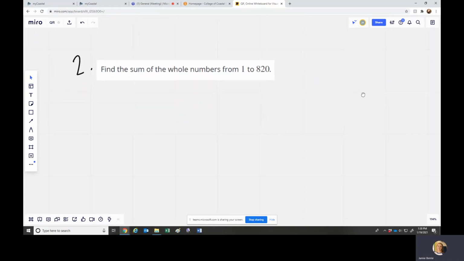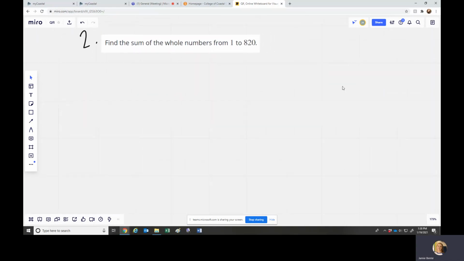Way down here. All right, find the sum of the whole numbers from 1 to 820. Whole numbers are going to be numbers like 1, 2, 3, 4, 5, and so on. So it's wanting us to find the sum of all of the whole numbers all the way to 820. Remember, sum means add. This would take us a really long time to plug all in our calculator, so we want to come up with an idea of what we can do that would be easier than that.